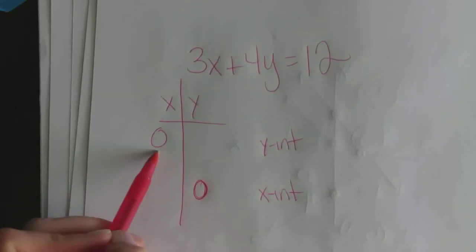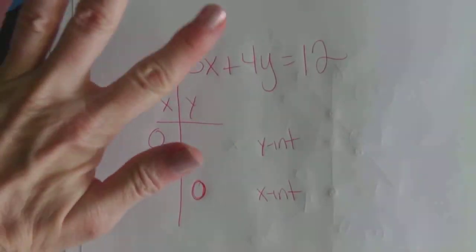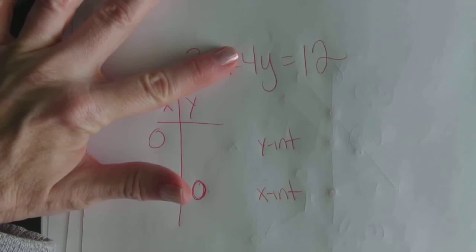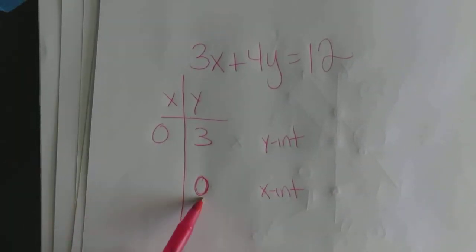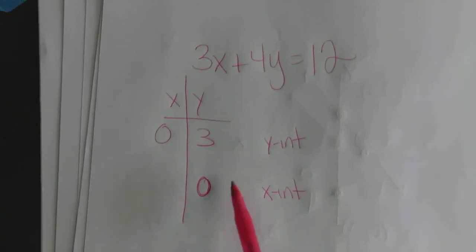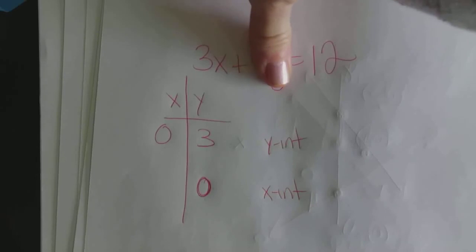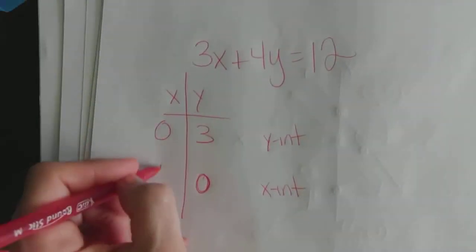You can do this quickly in your head. Fill in the x. 0. That's gone. 4 times what makes 12? 3. 0, 3. Now you let the y be 0. That's 0. So this is now gone. Now you have 3x equals 12. So clearly x is 4.